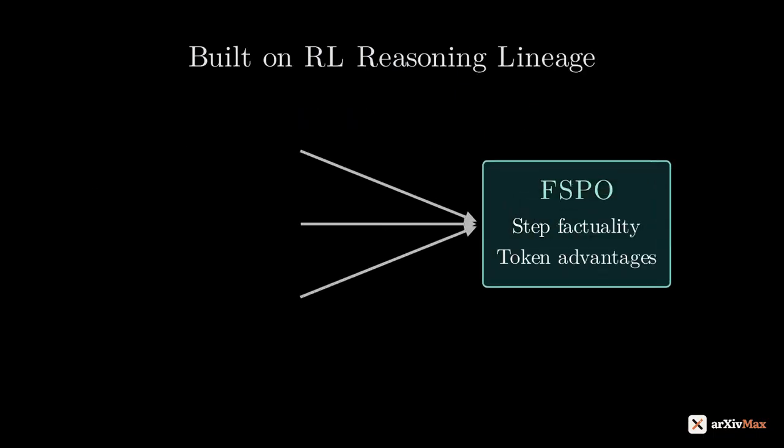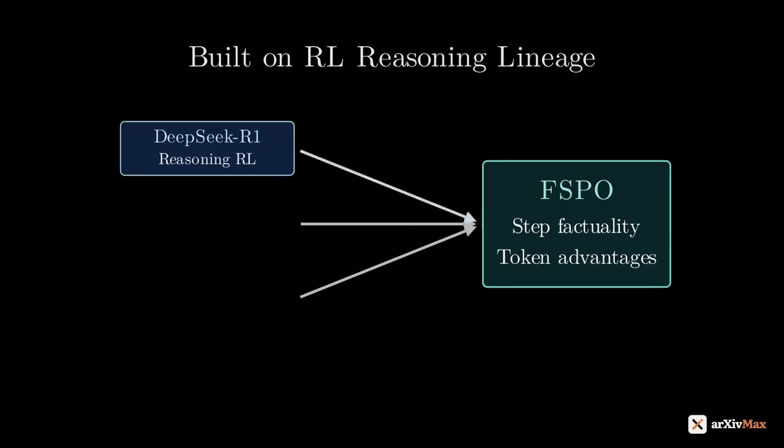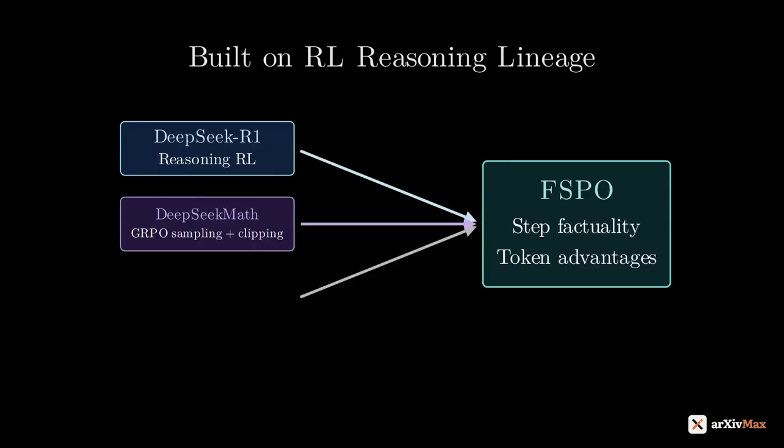FSPO builds directly on 3 previous works. From DeepSeek R1, it takes the idea of using RL to elicit reasoning, but it adds step-level factuality to prevent hallucination. From DeepSeek Math, it uses the GRPO algorithm, retaining the sampling and clipping structure, but changing the advantage computation to be token-level and factuality-aware.